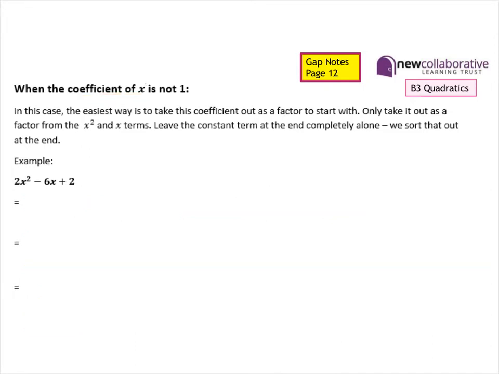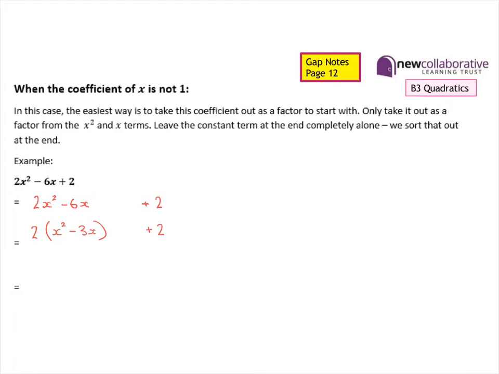So I'm going to use the same example again just to show you a slightly different approach to doing this, and this different approach works by doing 2x squared minus 6x, and then we're going to leave the plus 2 until later on. And I'm going to take a factor of 2 out of the first two terms, but we're ignoring the other 2 for now and just leaving that until the end.